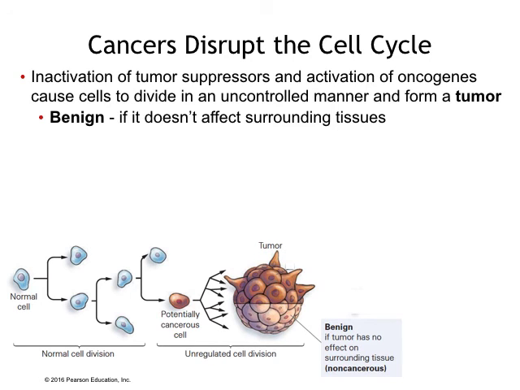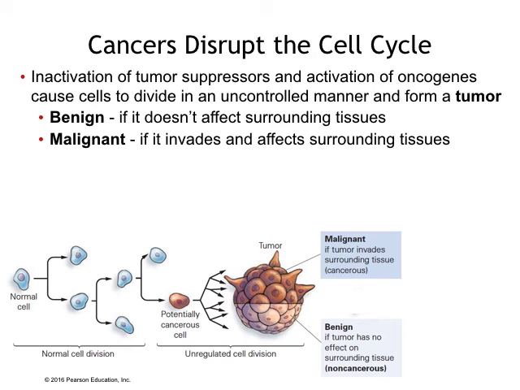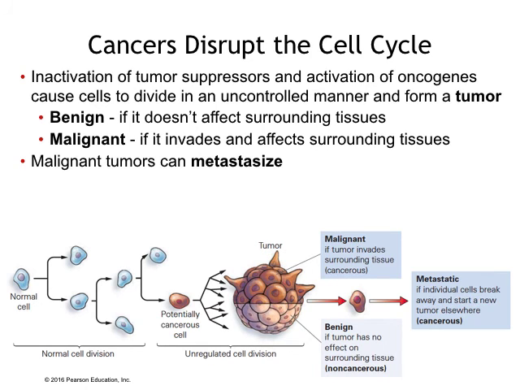And this tumor can be benign if it doesn't affect surrounding tissues. So just because you have a tumor doesn't mean you have cancer. You can have a tumor, get it checked out, and it can turn out to be benign, and you're good. You're not in danger of dying. But if that tumor is malignant, then it becomes a cancer. Then this is what we know as cancer. And a tumor is malignant when it invades and affects surrounding tissues. And malignant tumors can spread or metastasize.